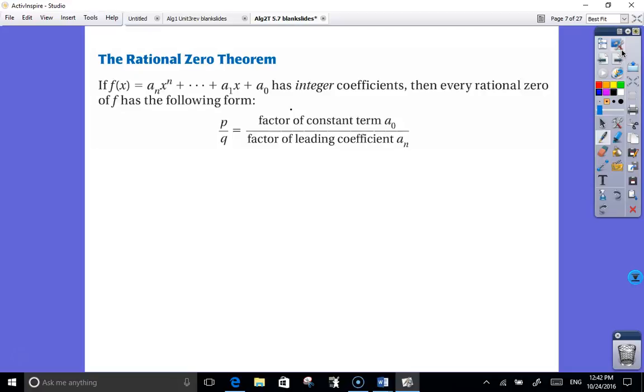Then every rational zero has the following form: the factors of the constant term, which is the last term in the expression, divided by the factors of the leading coefficient. So if there are rational zeros, and this is not a guarantee that there are, but if there are, they have to be the factors of the constant term divided by the factors of the leading coefficient.